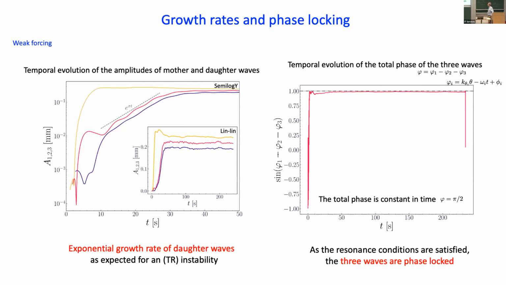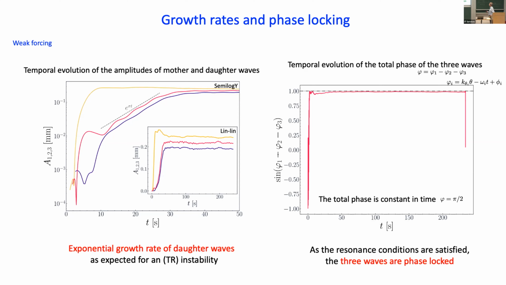You can also check, if you are at twist forcing, how the daughter waves increase with time. So the growth rate. The yellow is the mother wave, and the two other colors are the daughter waves. After a transient, once the mother wave has reached a stationary regime, you see that the two daughter waves increase exponentially, as expected for an instability.